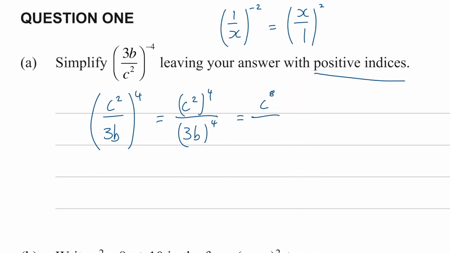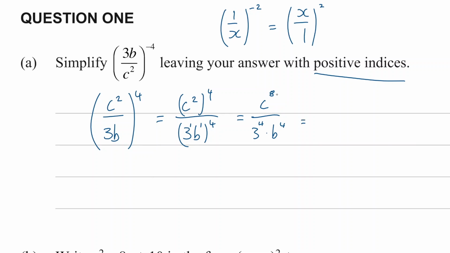right? So the power of 4 actually goes across the 3 and the b. What I mean by that is, technically it's 3 to the power of 1 and b to the power of 1, right? And powers of powers we multiply, so it becomes 3 to the power of 4 times b to the power of 4. So that power of 4 goes across the 3 and the b.